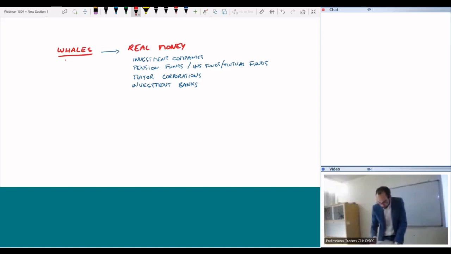Number two will be the sharks. These guys are called the leveraged money players. And you will see in there the hedge funds, fund of funds, real estate investment trust schemes, and so on and so on.